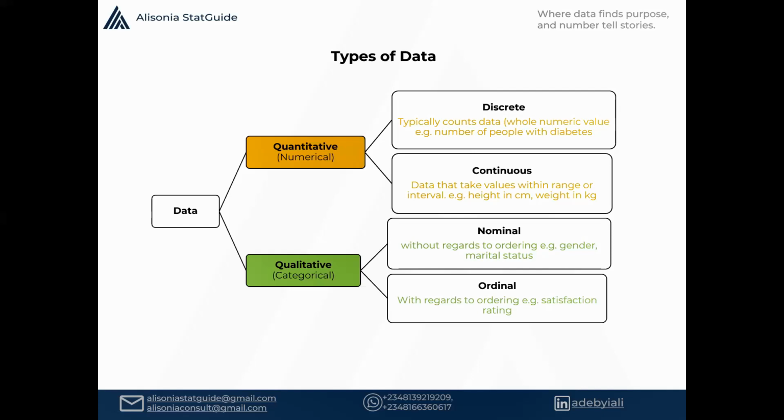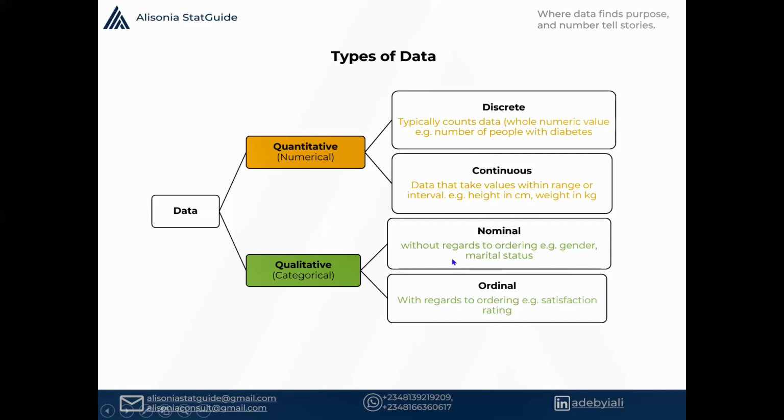But since they are all numbers, both continuous and discrete, they are numeric. So we regard them as quantitative data. For the qualitative data, we have textual data, that is data with text. This can also be divided into nominal and ordinal data.